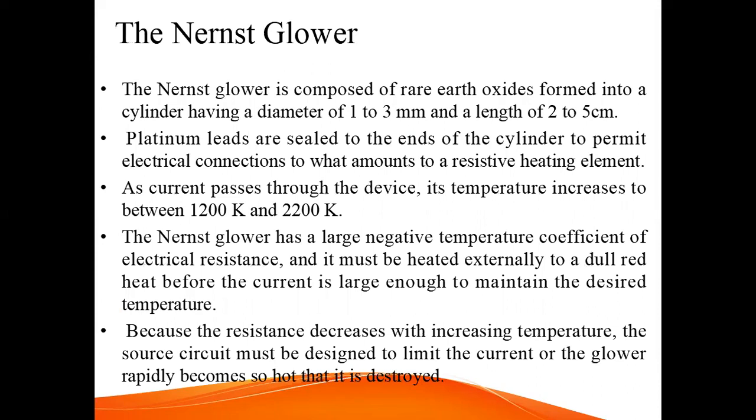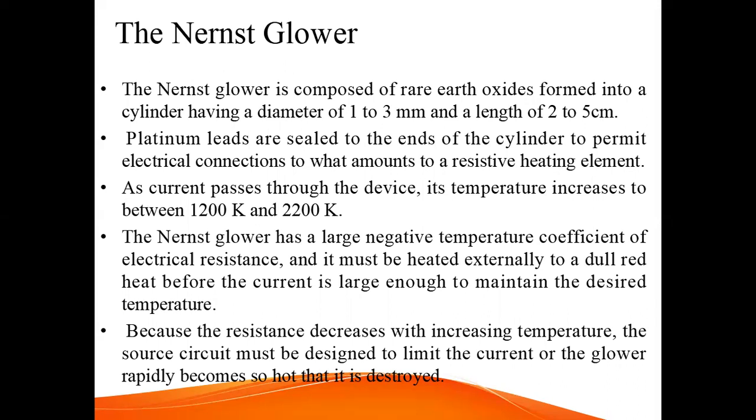There are different kinds of IR sources. First one is the Nernst glower. The Nernst glower is composed of rare earth oxides formed into a cylinder having a diameter of 1 to 3 millimeter and a length of 2 to 5 centimeter. Platinum leads are sealed to the ends of the cylinder to permit electrical connections to what amounts to a resistive heating element. As current passes through the device, its temperature increases to between 1200 K and 2200 K.